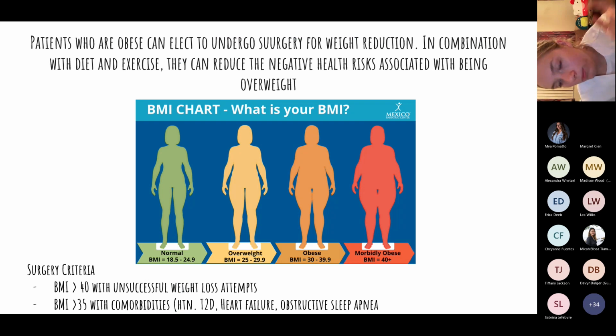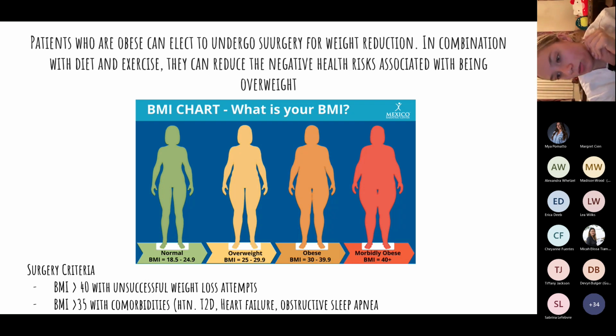So patients who are obese can undergo weight reduction, but there is surgery criteria. You either have to have a BMI of over 40 with a history of unsuccessful weight loss attempts. Usually over 40, they're going to advocate for this surgery. Or you can have a BMI of over 35, but you must have comorbidities. What are comorbidities? Well, they are pathologies associated with being overweight. We know that being overweight can put you at risk for hypertension, type 2 diabetes, heart failure, obstructive sleep apnea, hyperlipidemia, all of those things. So that's what we classify as a comorbidity. That can qualify you for surgery.